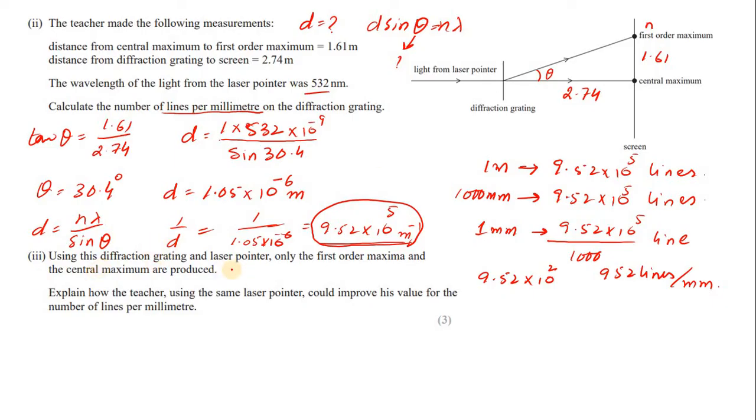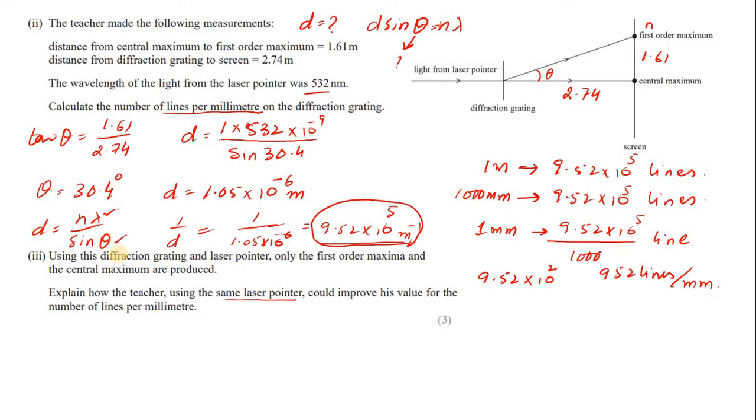Using the diffraction grating, the laser pointer, only the first order maxima and the central maxima are produced. Explain how the teacher, using the same laser pointer, same wavelength, could improve his value for the number of lines per millimeter. Now clearly, the number of lines depends on theta, because lambda is the same. So the number one factor that we can change, or improve d, is by changing theta.